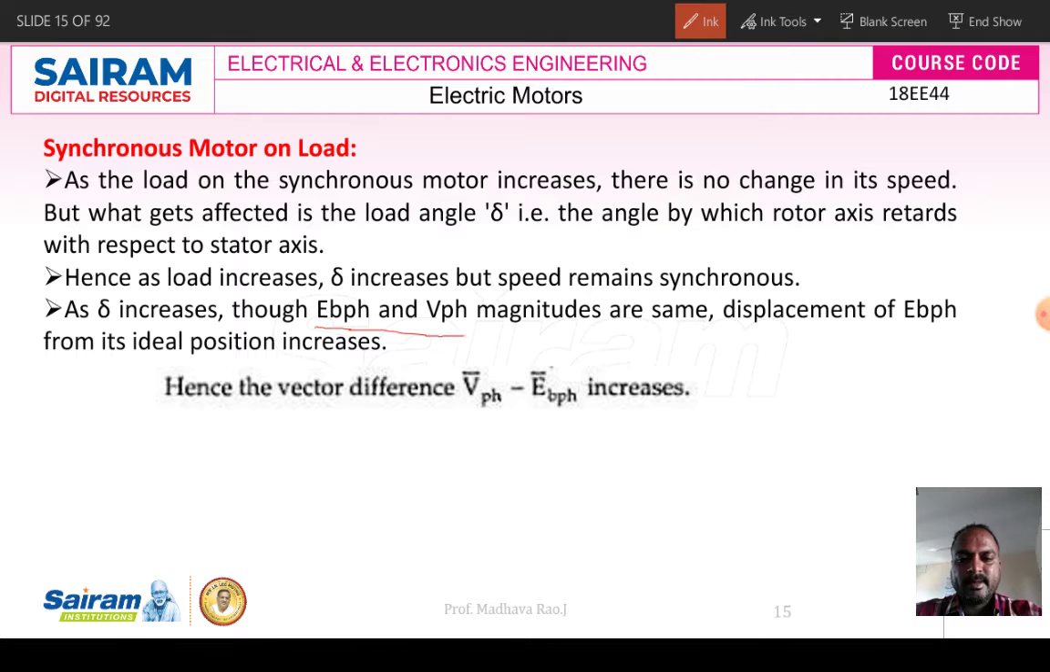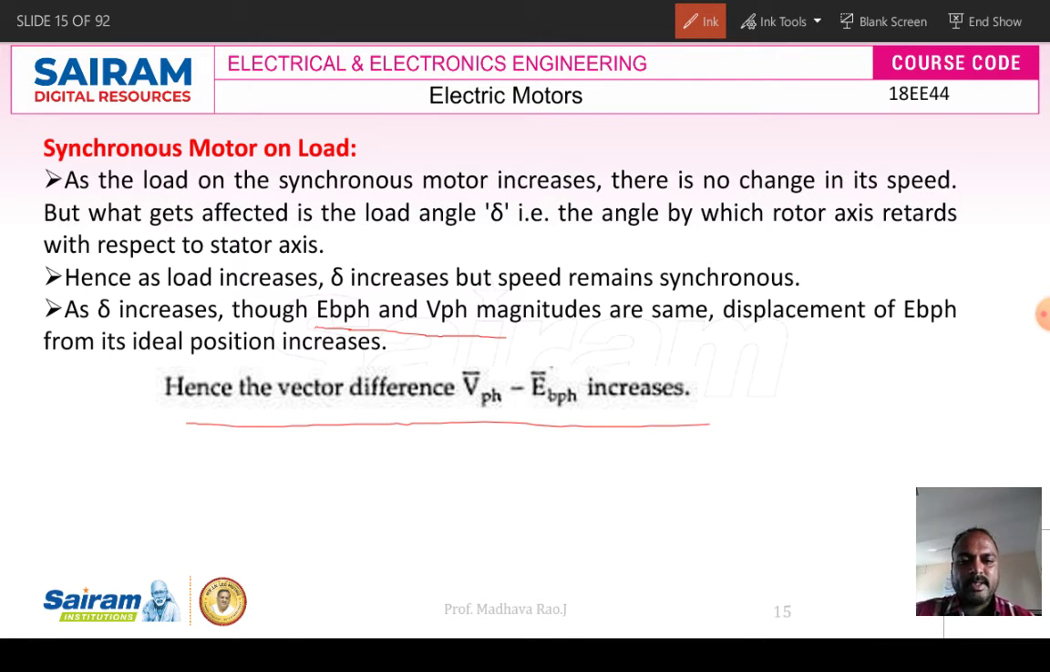EBPH and V phase magnitude are the same. The displacement of induced EMF EBPH from its ideal position will increase. So, here you can see the vector difference of EPH minus EBPH. So, it increases, right.